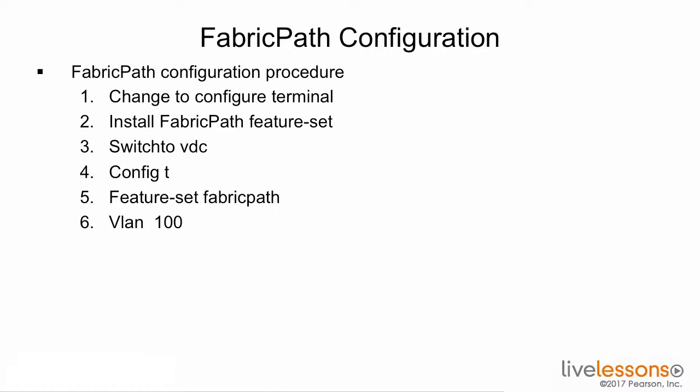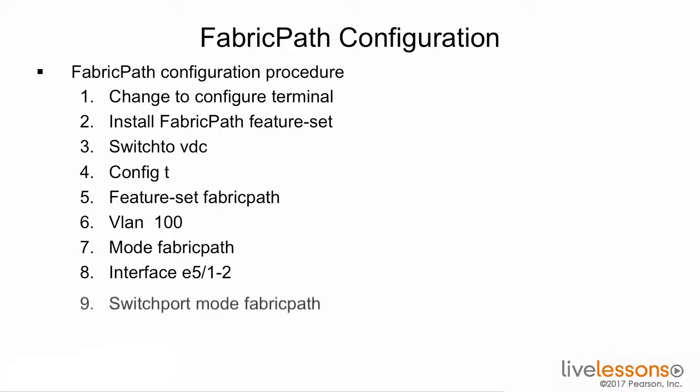VLANs that are used in FabricPath are different than classical Ethernet VLANs. We actually have to go into the VLAN and turn on mode FabricPath to tell the switch that this is a FabricPath VLAN. We then go to the interfaces that are going to take part in the FabricPath topology, and we change those interfaces to switchport mode FabricPath. And this turns on FabricPath on those interfaces and allows those VLANs to traverse those links.